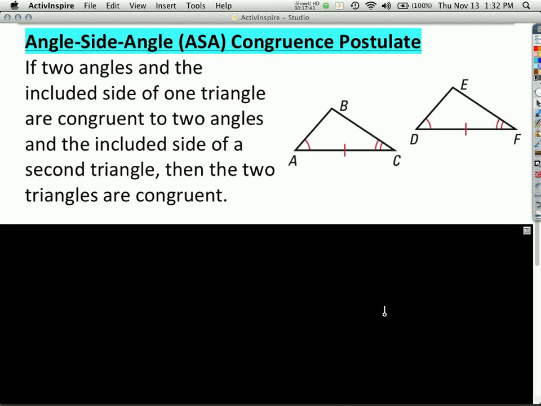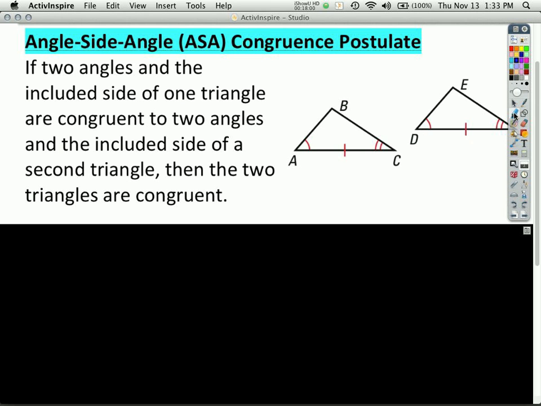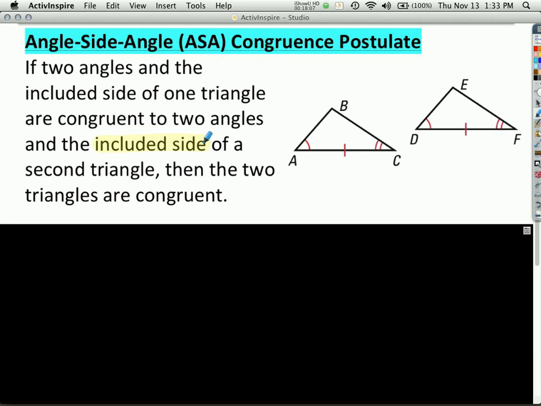Angle, side, angle says that if you have two angles in one triangle congruent to two angles in another triangle, and their included sides are also congruent, then you can say that the triangles are congruent. So, included side is a really important component. It has to be the side that's connecting the two angles. And that's angle, side, angle.